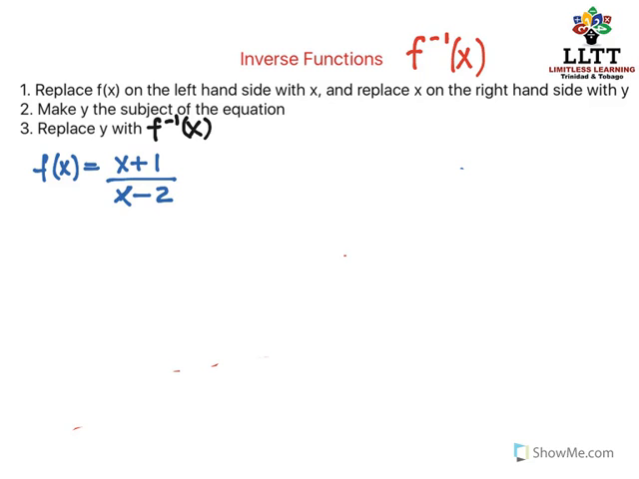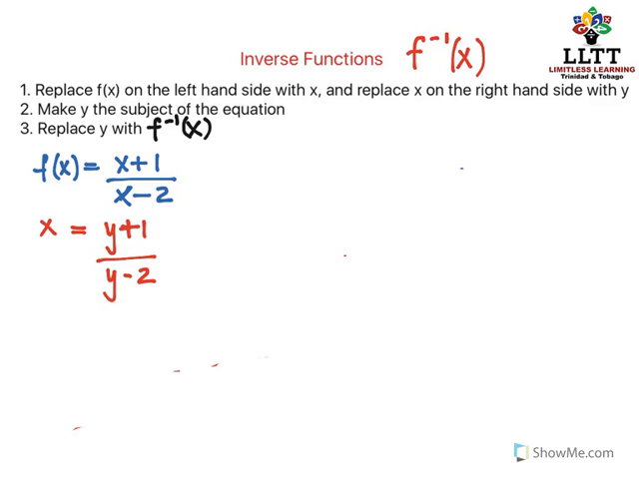So again, all we're going to do is follow our rules. This one is going to take a little bit longer, but we're just going to follow the rules and we will arrive at the designated response. So first thing is, on the left hand side, I'm going to replace my f of x with x. And then on my right hand side, wherever I see x, I'm going to replace with y. So I now have y plus 1 divided by y minus 2.